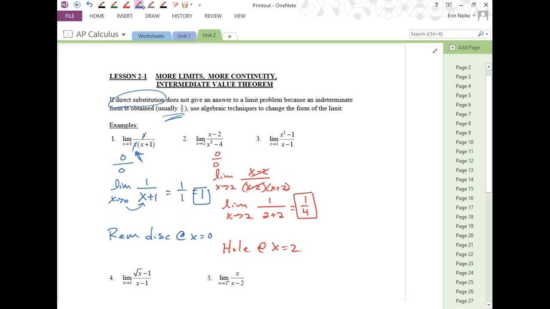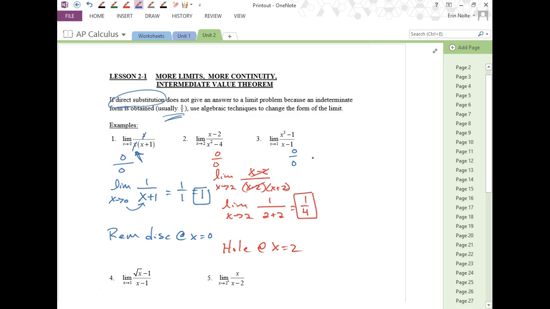Okay, what about number 3? What happens if I plug 1 in? Are you sure? Just wondering if you actually tested it. But yeah, you do. You get 0 over 0. So what does that tell you? You have to factor it.